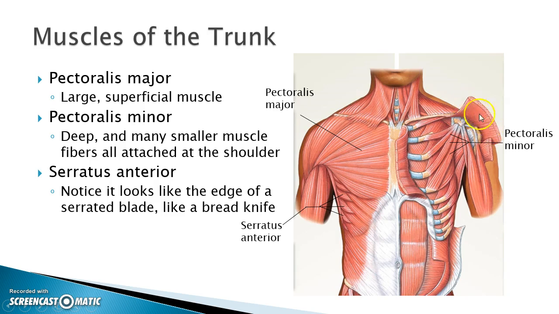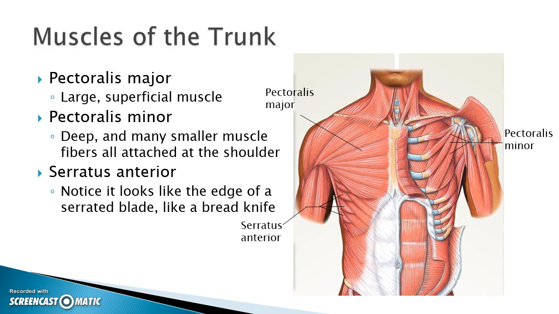Now this is the pectoralis major, and so if we cut that away, we can see these fibers of the pectoralis minor. And so you notice that there are actually several fibers here connecting to these ribs, and then all connecting to the scapula.